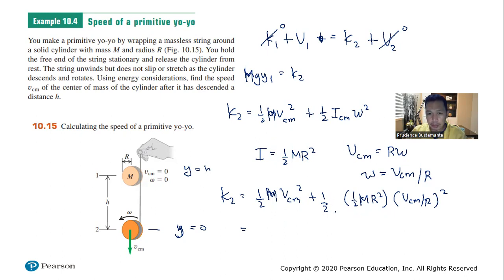One half times one half is equal to one fourth. And we can cancel the R. So we have 1 half M V center of mass squared plus 1 fourth M V center of mass squared. Okay, 1 fourth plus 1 half.